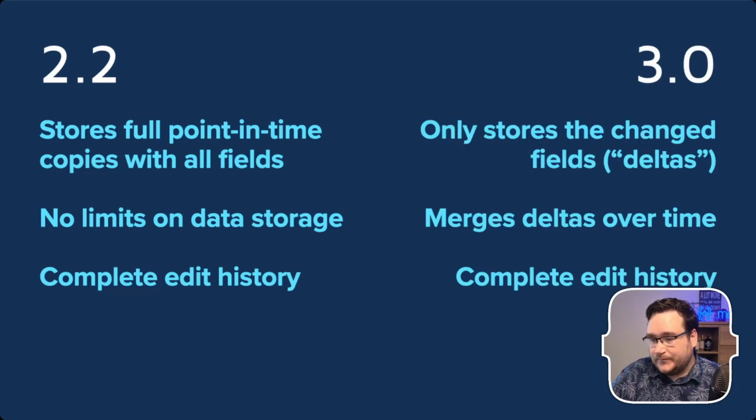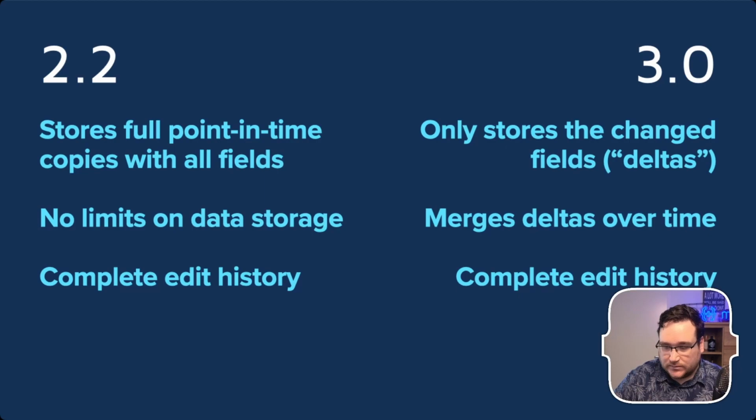So in 3.0, we're now only storing the changed fields. So when you're editing, for example, a resource and you're only editing the page title or you're only editing the content, that's the only data that it's going to make a copy of. It does still have a complete edit history because every time something changes, it has a copy of that change. So it's able to iterate over those changes to get you back to a certain point in time. In addition to that, it also merges deltas. These changed fields are what we call a delta. And over time, it can actually combine those together.